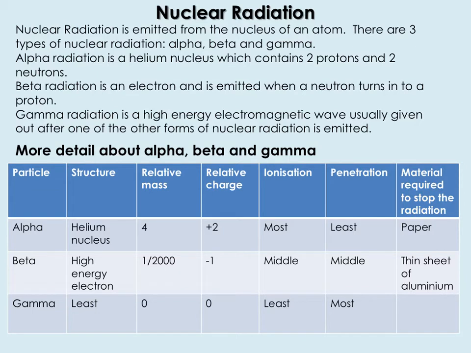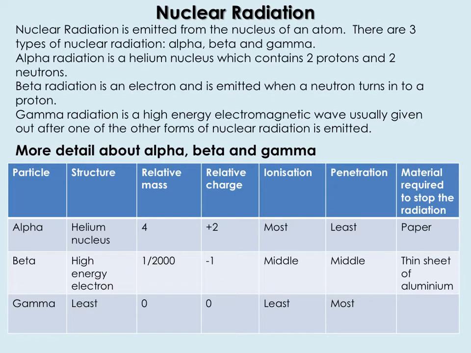Gamma radiation is a high-energy electromagnetic wave, usually given out after one of the other forms of nuclear radiation is emitted. We are now going to look at the different properties of alpha, beta and gamma. Alpha radiation is a helium nucleus, I've already mentioned. It's got a relative mass of 4 because it contains 2 protons and 2 neutrons, and therefore 4 nucleons. Its relative charge is plus 2 because its 2 protons give it a plus 2 charge. Bear in mind it's a helium nucleus, so it contains no electrons, so you've just got the positive protons there to give it a plus 2.